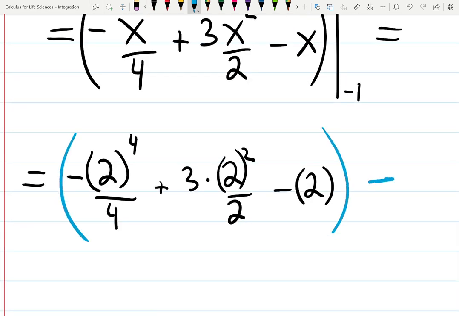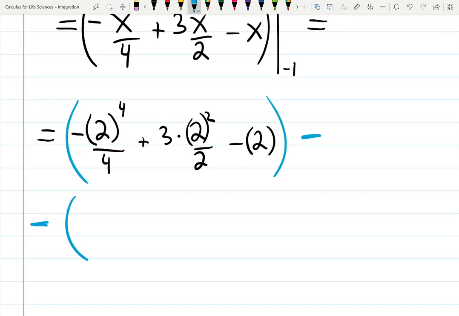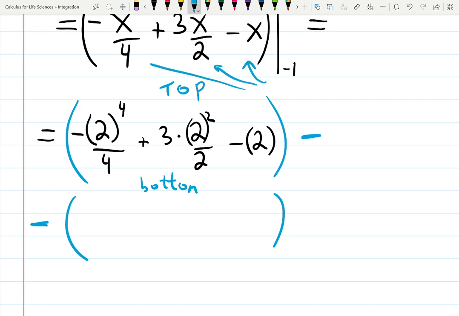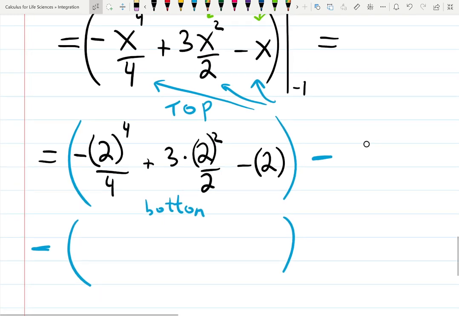Huge parentheses, minus. Minus is part of the formula of the fundamental theorem of calculus. Open new parentheses. This was the top. This will be the bottom, plugging in x equals minus 1. This is where you might make a mistake. Let's see why, unless you put parentheses everywhere. Parentheses are your friends. Remember that. Don't skip them. Minus, minus 1 to the 4 over 4.